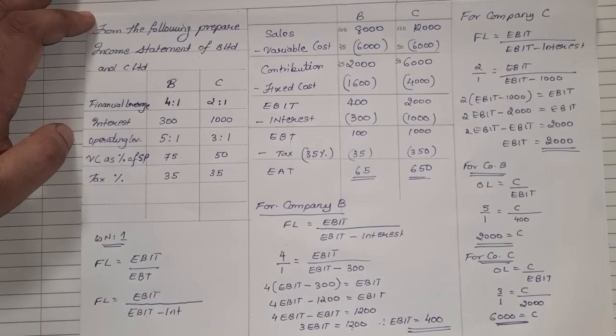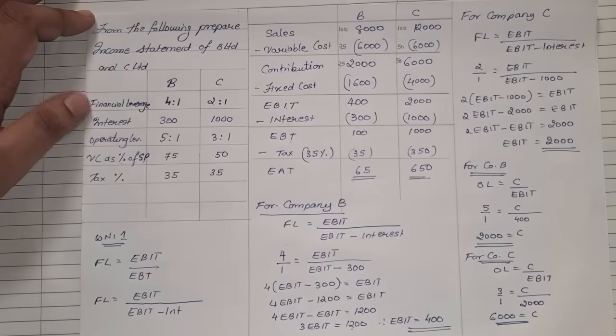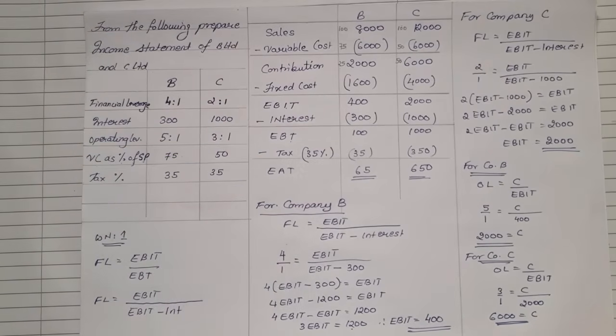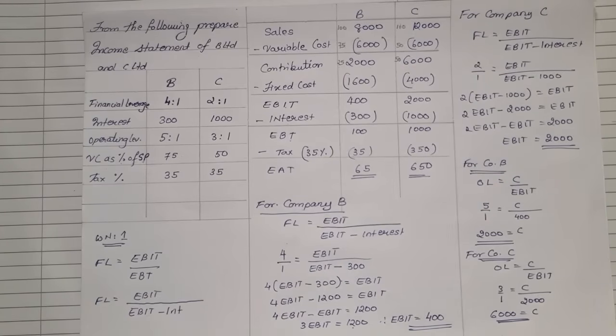So this is how you all have to solve the sum when they give you the leverages and ask you to prepare the income statement. So these were the first two types of sum based on leverages: one, they give you the data and you are asked to find the leverage; second, they give you the leverage and they ask you to find the income statement. This is the first part of this chapter which has sums based on leverages.